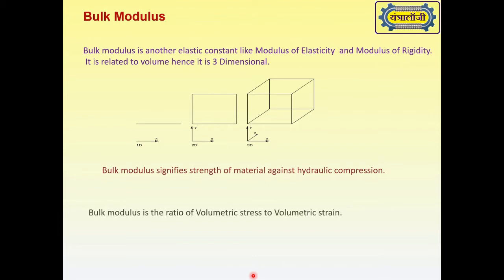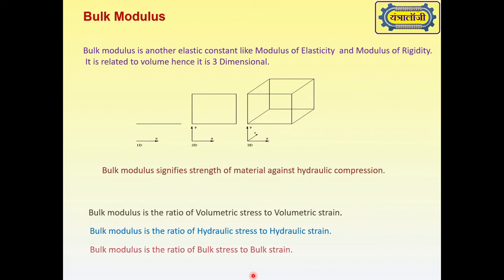Different definitions of bulk modulus are: the bulk modulus is the ratio of volumetric stress to the volumetric strain. Bulk modulus is the ratio of hydraulic stress to the hydraulic strain. Bulk modulus is the ratio of bulk stress to the bulk strain. Bulk modulus is the ratio of direct stress to the volumetric strain.